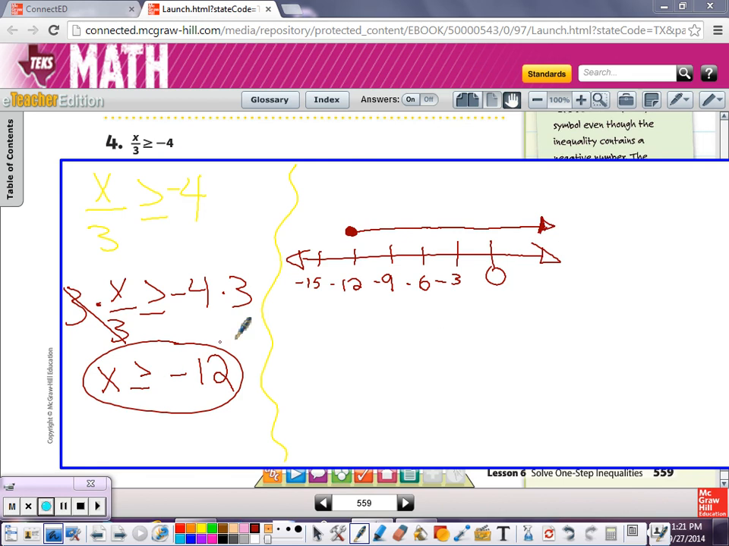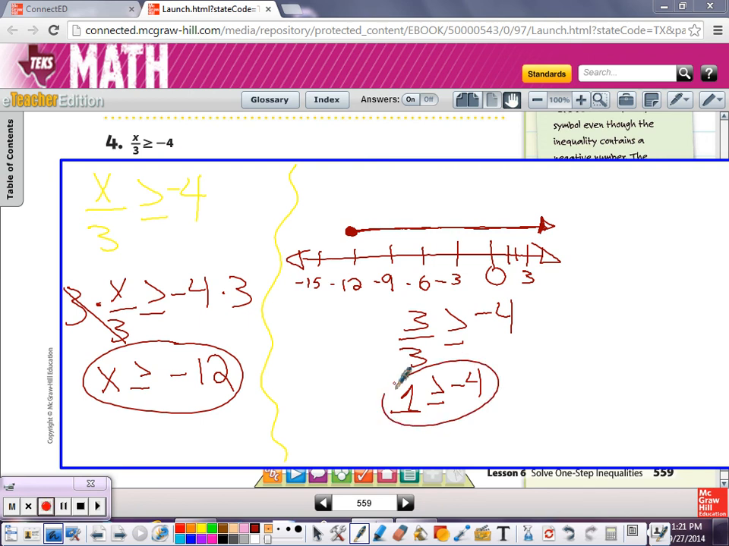Now to check my work, I can pick any number that's in this range. My favorite one to pick is 0. Actually, since it's division of the fraction, I'm not going to use 0. I'll pick something even bigger, maybe positive 3. So positive 3 over 3, is that greater than or equal to negative 4? Well, let's check. 3 over 3 is 1. Is 1 greater than or equal to negative 4? It's not equal, but it's definitely greater because all positives are greater than negatives. So yes, I know my arrow is going the right way. And you can pick any number you want that is bigger than or equal to negative 12, and it'll always be a true statement no matter what you get. That's how you check these problems.